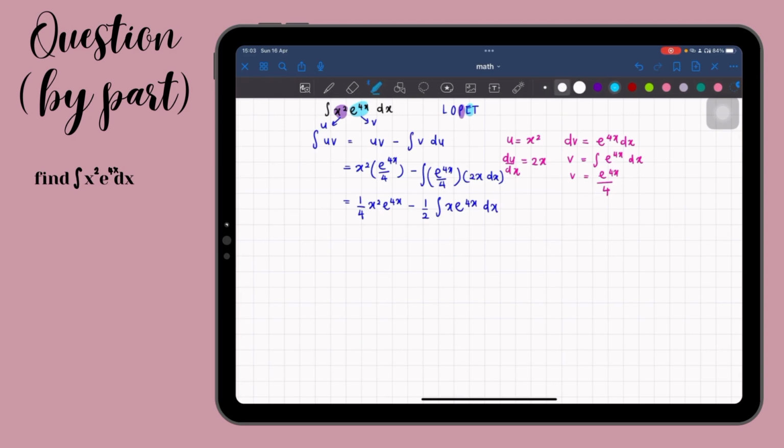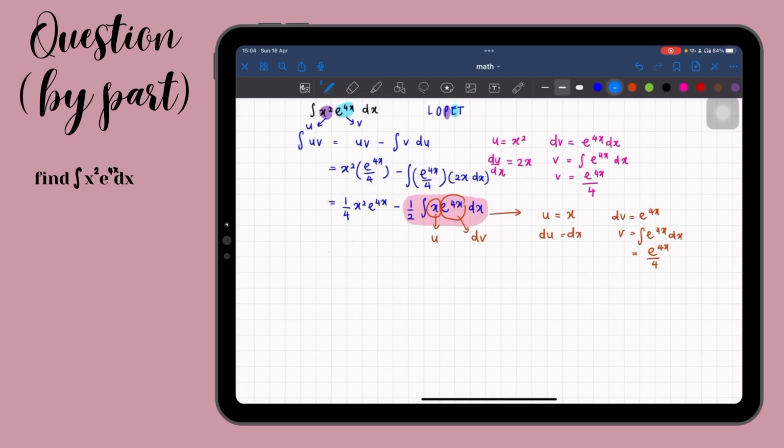Now we have to use by parts again for this part. Just move downwards minus 1 over 2. So for this we have to use the formula again, uv minus integrate v du. So u and v, x e power of 4x over 4 minus integrate v and du.